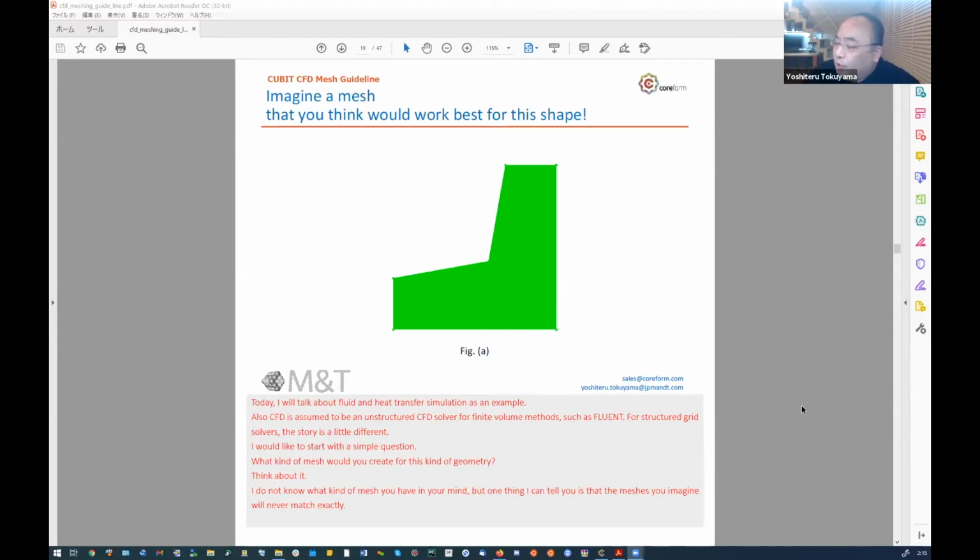I would like to start with a simple question. What kind of mesh would you create for this kind of geometry? Think about it. I do not know what kind of mesh you have in your mind, but one thing I can tell you is that the mesh you imagine will never match exactly.